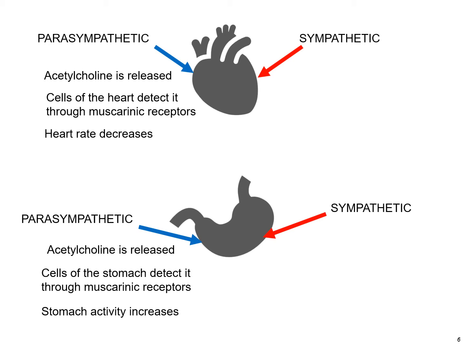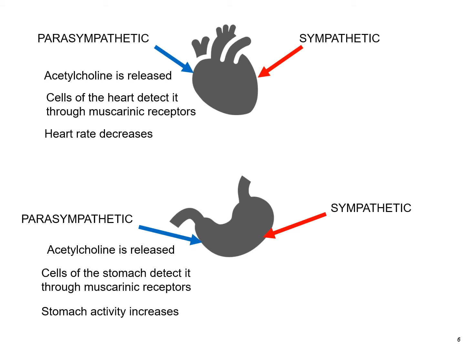The way this shakes out for the heart and the stomach is that in both cases, acetylcholine is released from the cholinergic neuron. The cells of the heart detect acetylcholine through muscarinic receptors. It's the same for the stomach. However, the activity of the heart decreases when it is receiving acetylcholine detected by muscarinic receptors. The stomach does the polar opposite. Stomach activity increases when acetylcholine is released from parasympathetic axons.